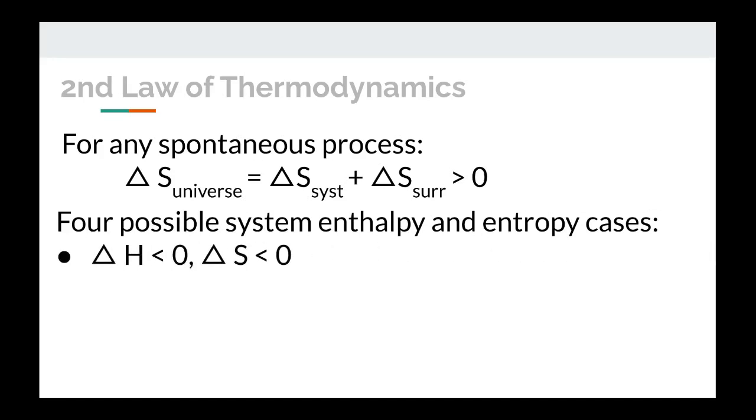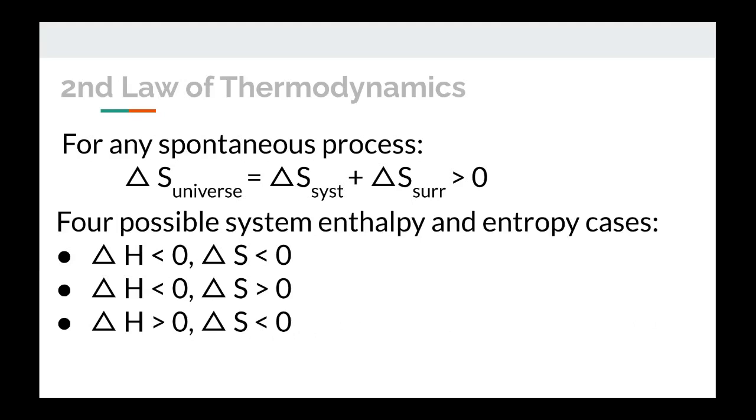One of them is if the reaction is exothermic, delta H is less than 0, and also there's a decrease in entropy. Another possibility is that the reaction is exothermic, but there's an increase in entropy. The third case would be if the reaction is endothermic and there's a decrease in entropy. And then the last case is that the reaction is endothermic, but there's an increase in entropy.